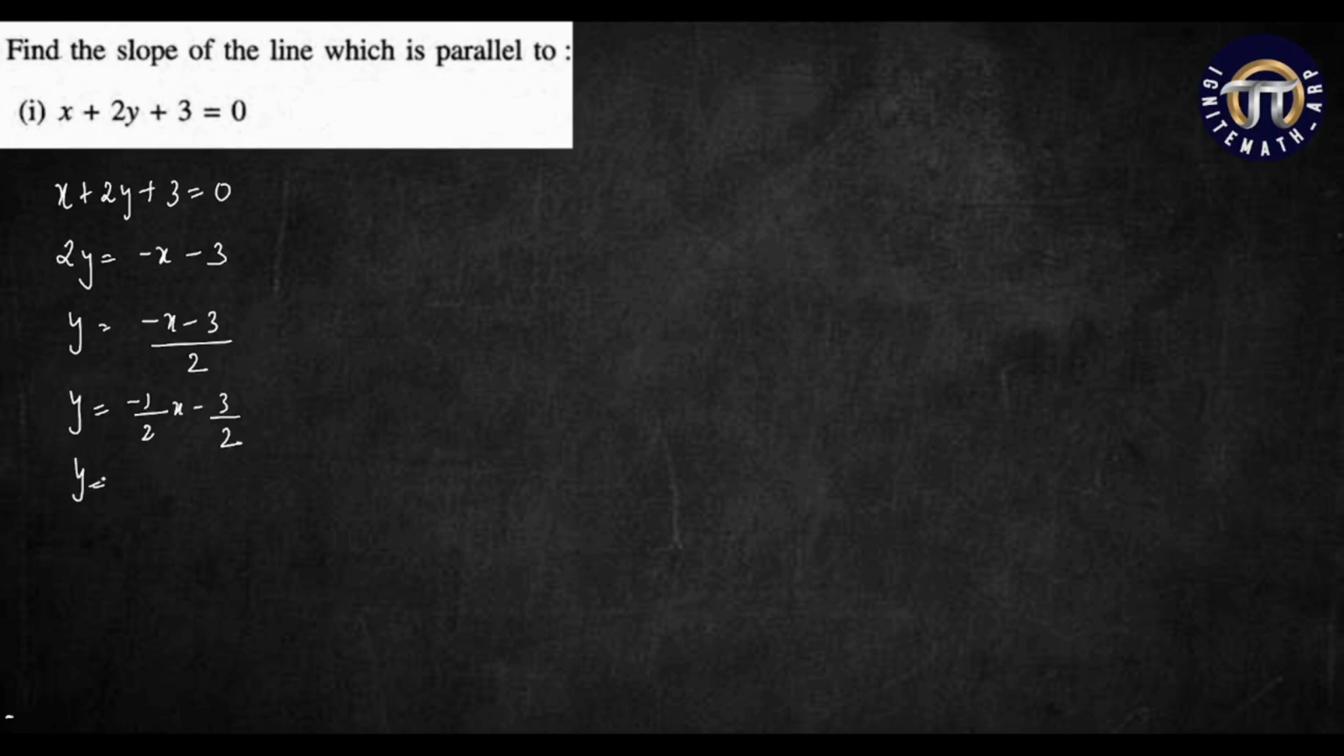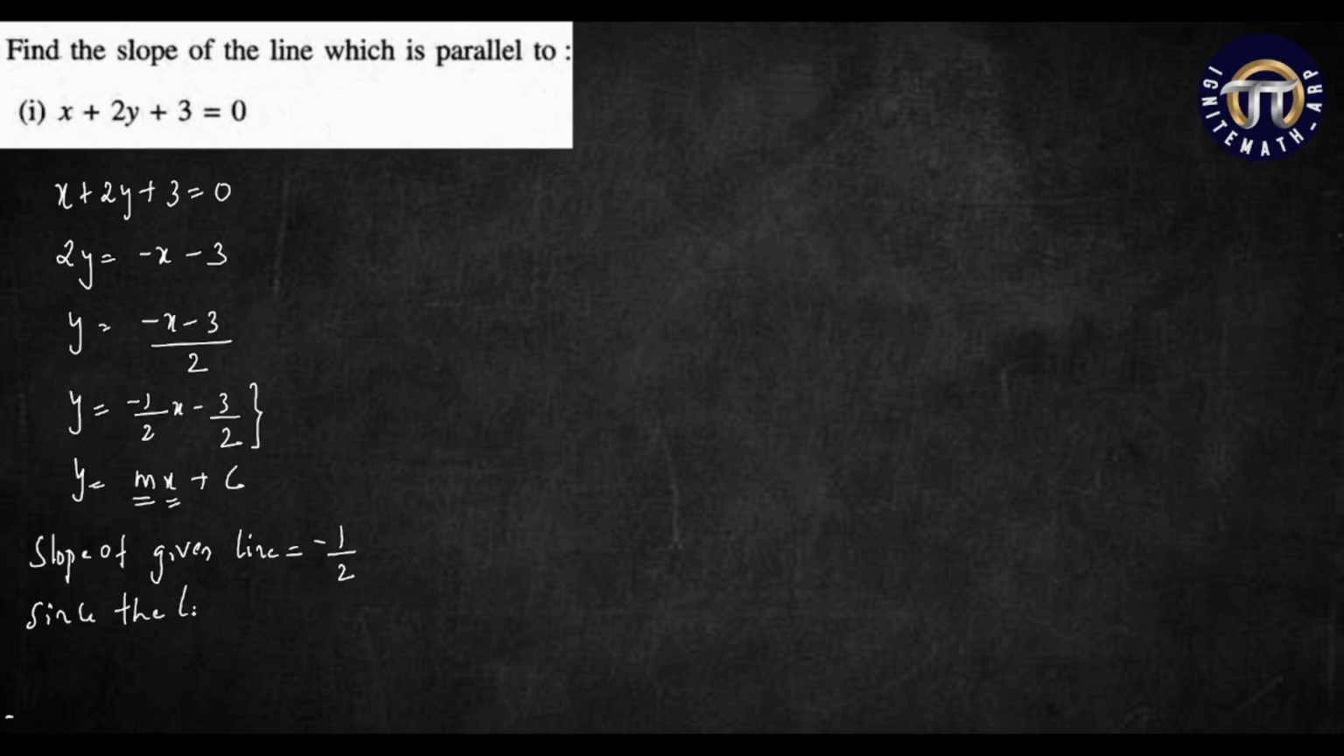So it looks like the form y is equal to mx plus c, where m is the slope. M is what? Coefficient of x. So in this equation, what is the coefficient of x, children? Coefficient of x is minus 1 by 2. So I can say the slope of the given line is equal to minus 1 by 2. Since the required line and the given line are parallel to each other, the slope of the required line is also equal to minus 1 by 2.